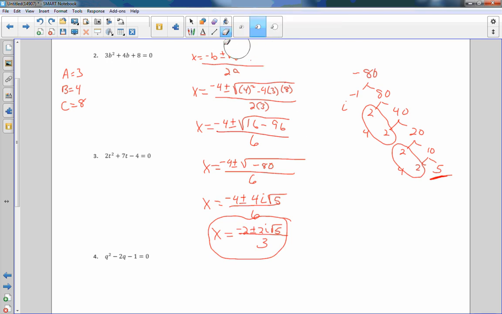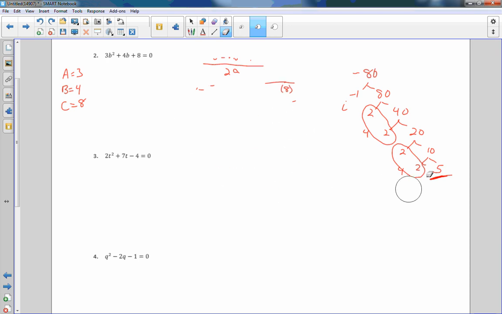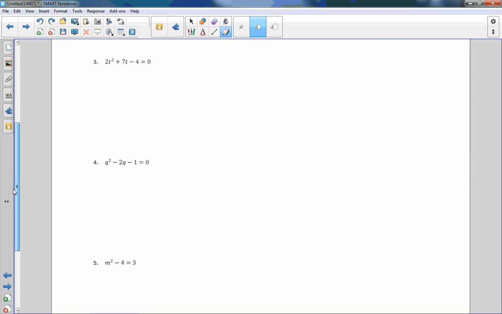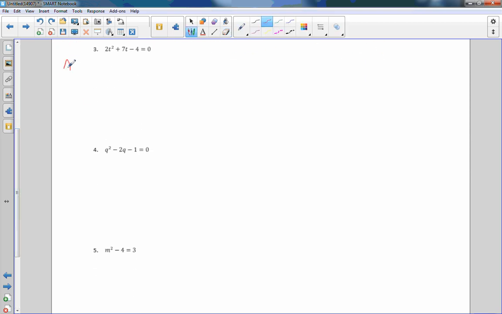Okay. Now let me clear all of this. Get it out of my way. And do the next problem. Okay. It gets so routine after a while. A equals 2. B equals 7. C equals negative 4.